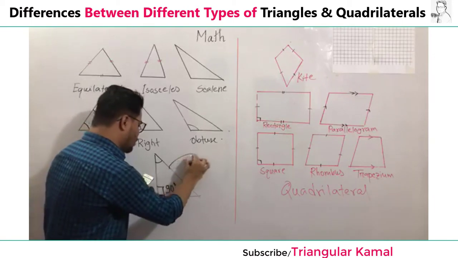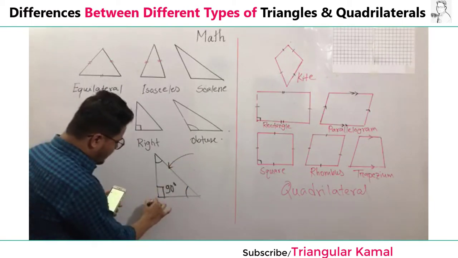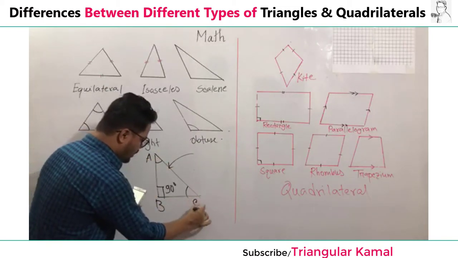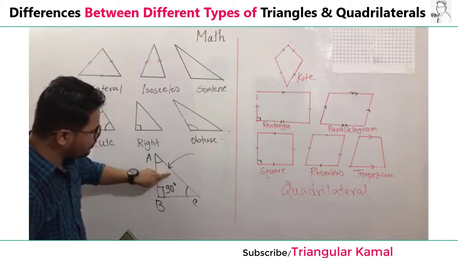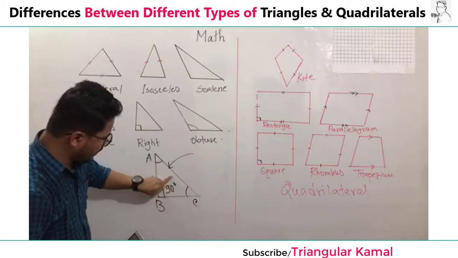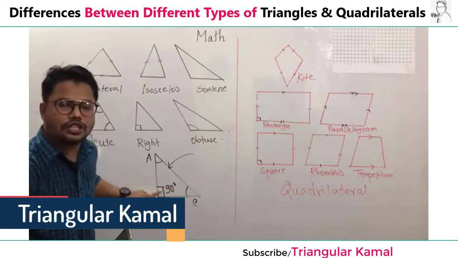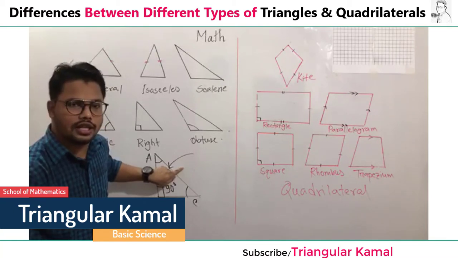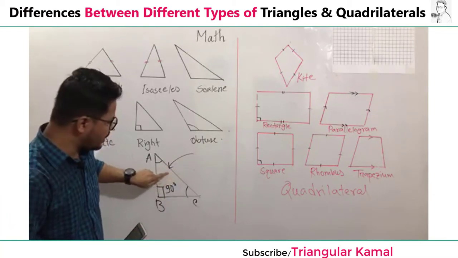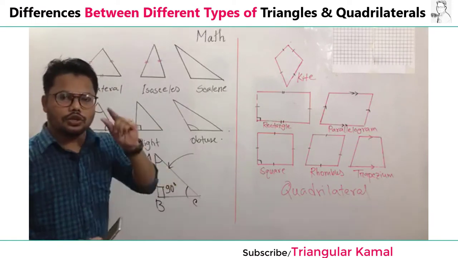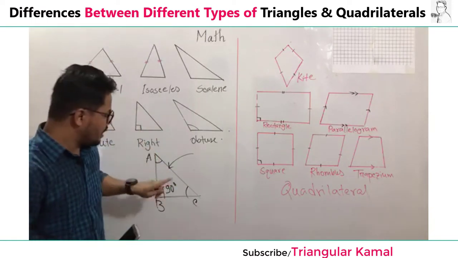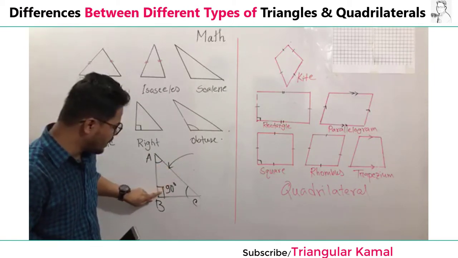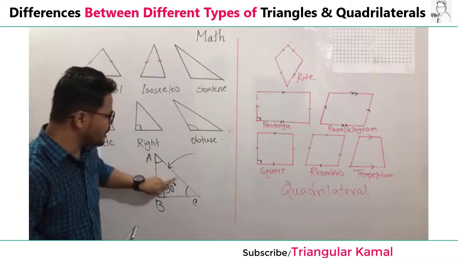The right angle is indicated here as B, this one is A, and this one is C. So AC is opposite the 90 degree angle. The length AC, opposite the 90 degree angle, is called the largest or greatest side of a right angle triangle. So which one is the largest side of a right angle triangle? Definitely the side opposite the right angle. Here the right angle is 90 degrees, and the opposite side is AC.